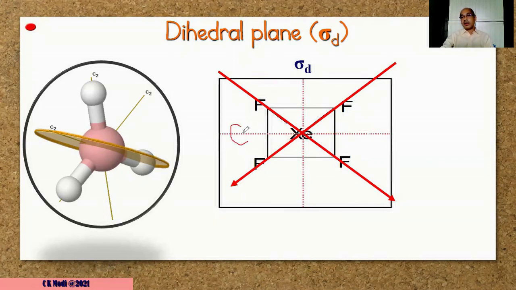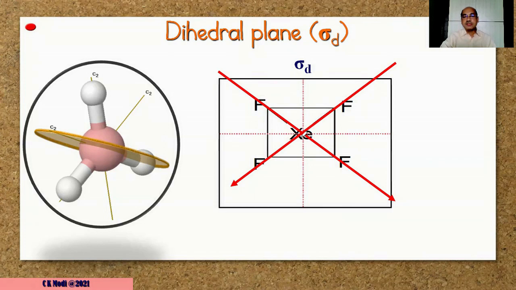If we rotate about this dotted line, this fluorine comes over here, this fluorine comes over here. After 180-degree rotation, we get the equivalent structure. So this is the third C2, and this is the fourth C2. So actually in a square planar molecule, there are 4 C2s present.